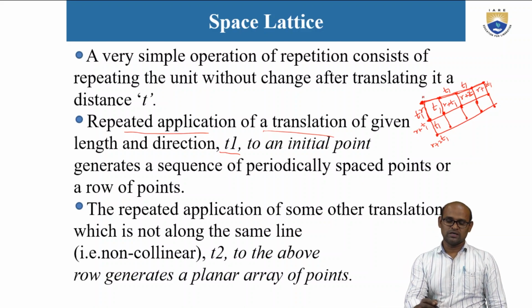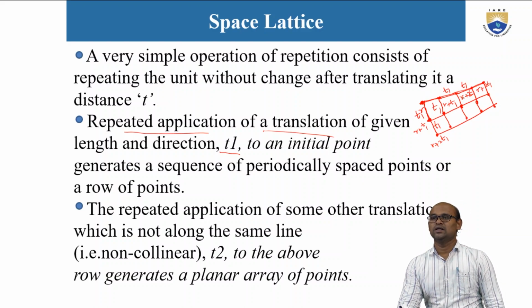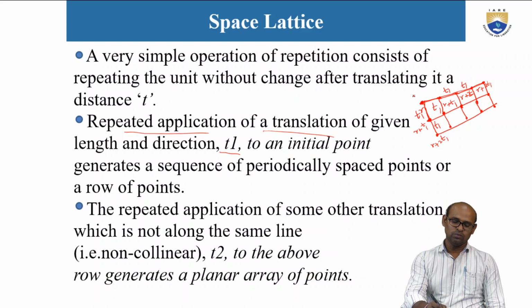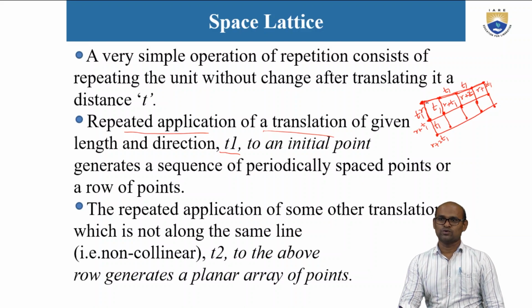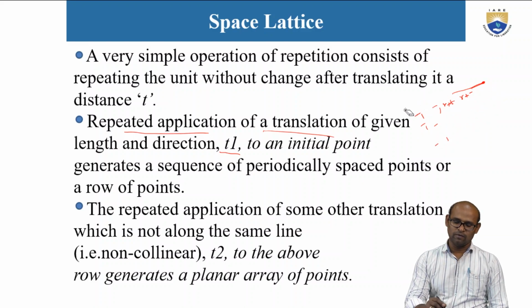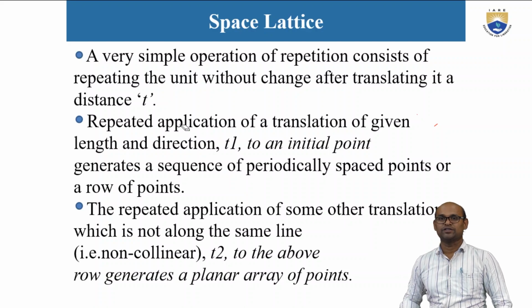So initially I've started the translation at a point R, and I've generated a row of points, periodically spaced points. Then I have applied the translation to each of these points, the row of points, and then I have generated a plane, a planar array of points. So basically, I have generated a two-dimensional array of points, applying repetition in two directions.